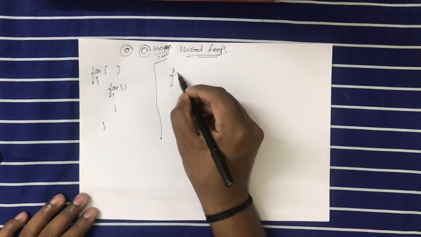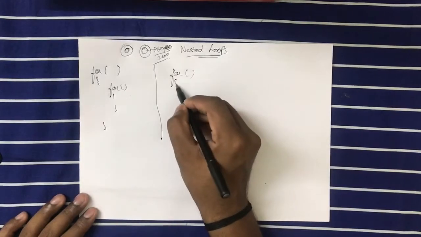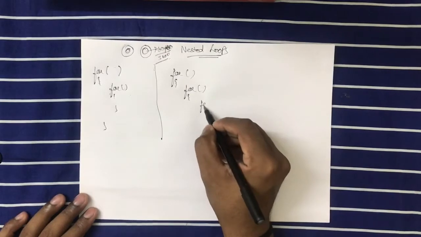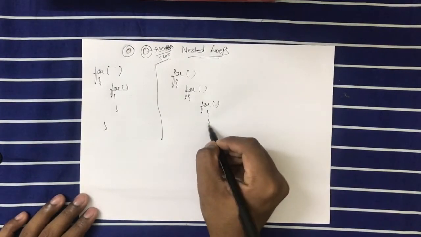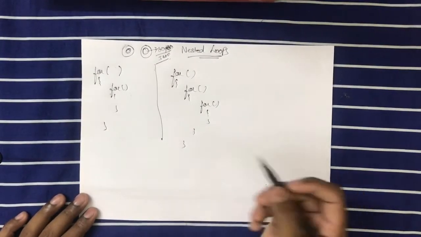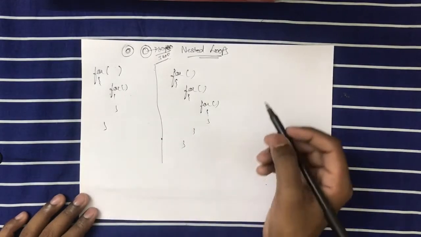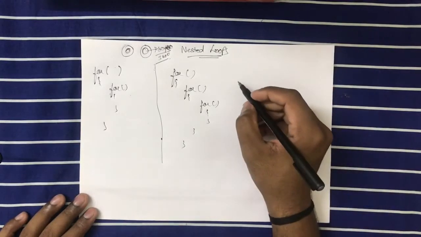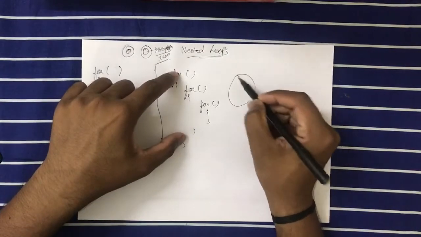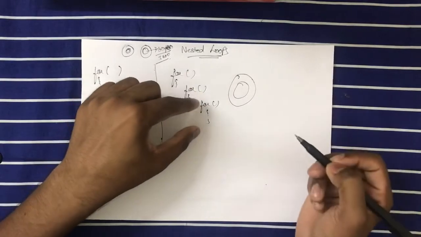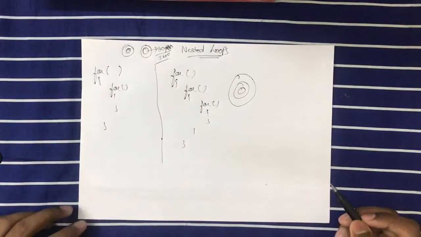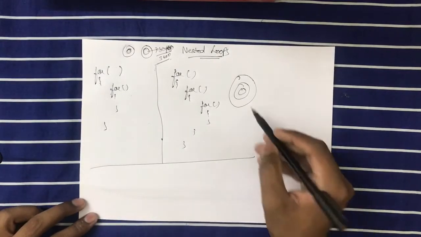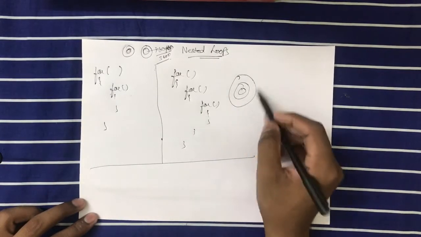Nested loops can be this also: for loop, and inside that again one more for loop. If I need to show the diagram of this nested for loop, it can be like the outer loop, inside that one more for loop, and inside that one more for loop. So this is the diagram of this for loop. Say seconds, minutes and hours.